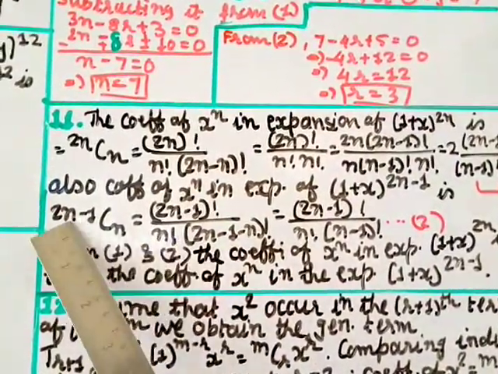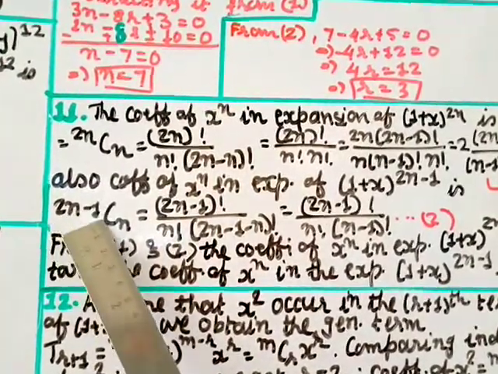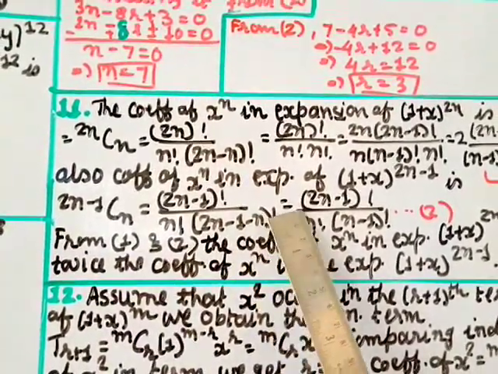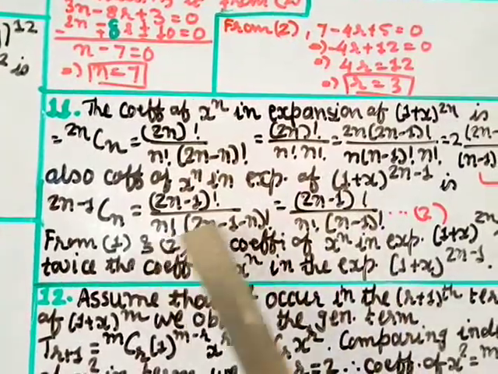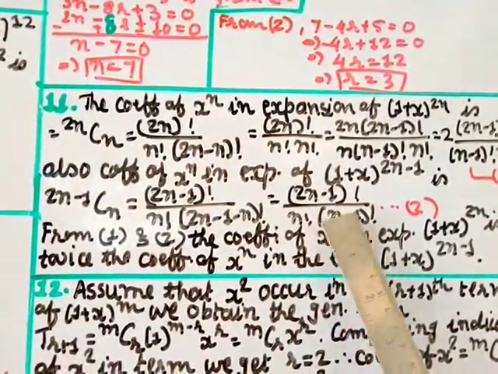This can be written as (2n minus 1) factorial divided by n factorial into (2n minus 1 minus n) factorial, equal to (2n minus 1) factorial as it is, n factorial as it is, and 2n minus 1 minus n will give you (n minus 1) factorial. So this is called equation 2.